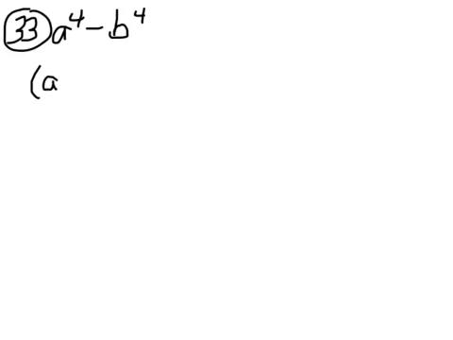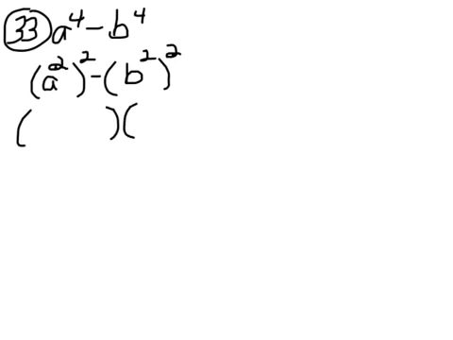I could think of this as, first of all, notice there's two terms. There's no GCF, is there? There's a subtraction sign in between the two terms, so I know this is probably a difference of two squares. Can I write it that way? Sure I can, because couldn't I square a squared to get a to the fourth? 2 times 2 is 4. We have to remember our exponent rules. And then to get b to the fourth, if I think 4 divided by 2, it would be b squared. So I can factor that as a difference of two squares.